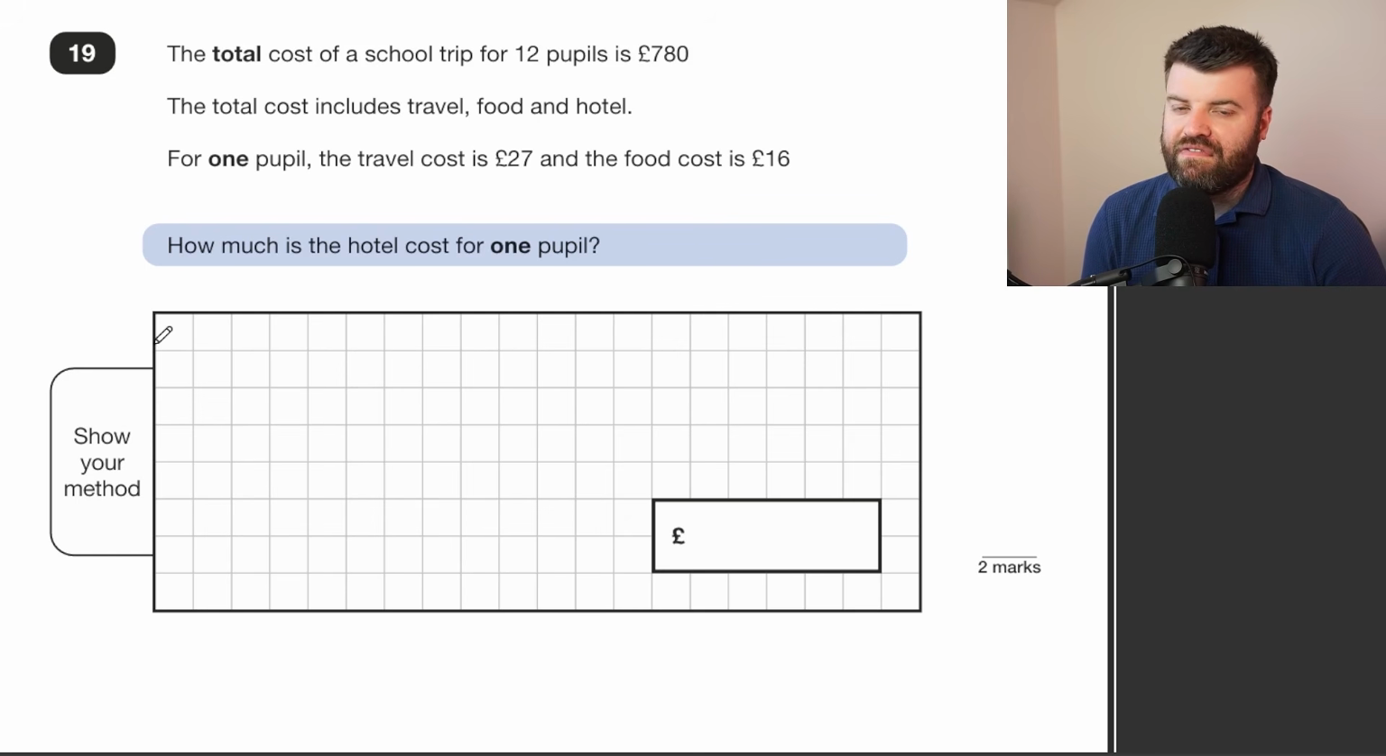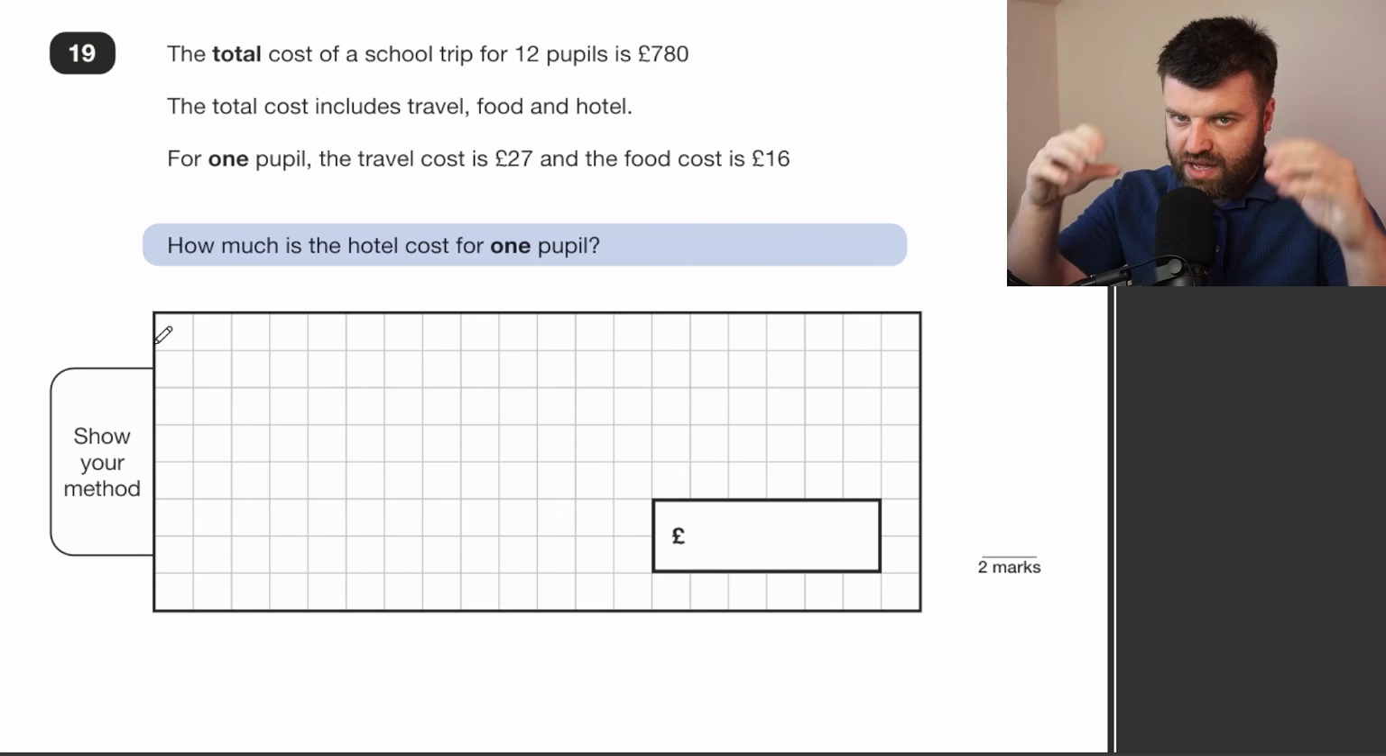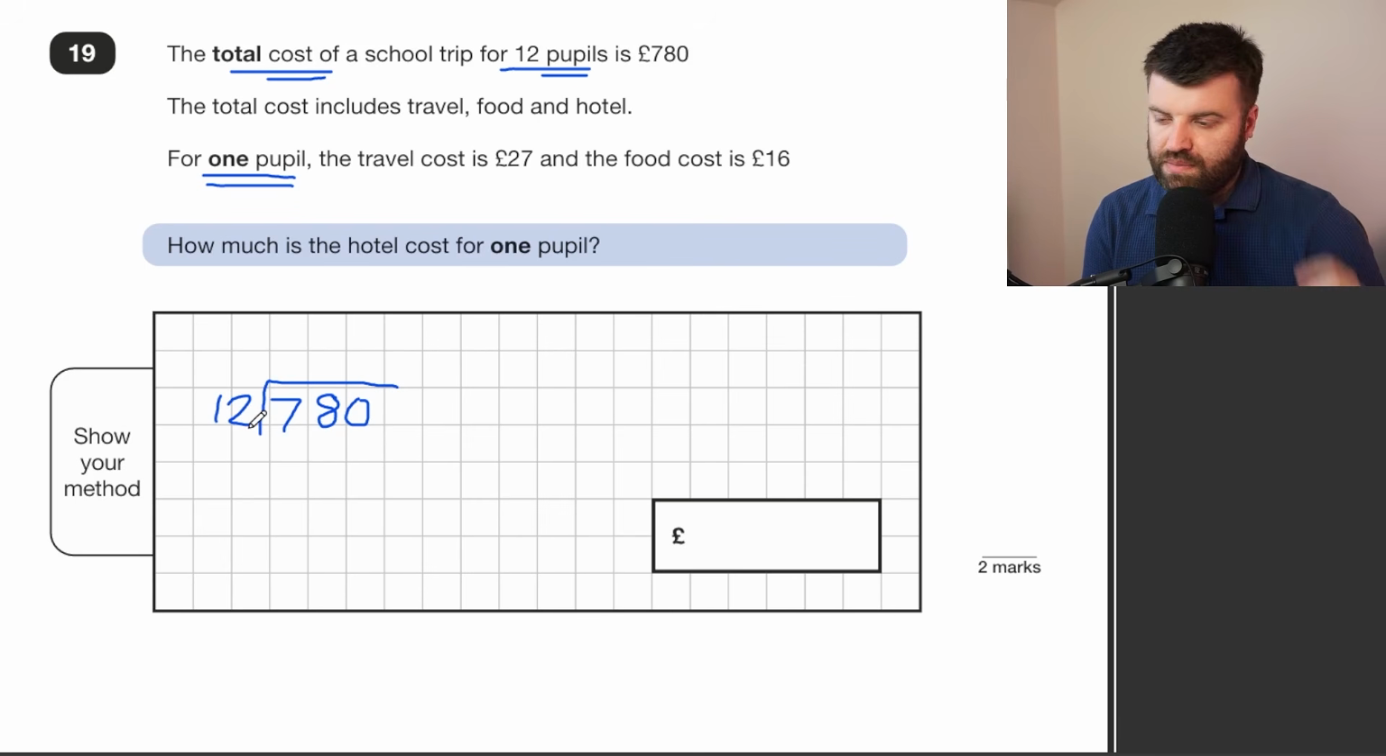Now, this is a very tricky question, in my opinion, because it's similar to the one earlier where we worked out the distance between 2 places, because we have 3 parts and a total. But this is harder because we have to work out that total in the first place. What I mean is we have to work out what the total for 1 pupil is. We're given the total for 12 pupils being 780. So the first step here would be to take 780 and divide that by 12. That will give us the cost in total for 1 pupil.